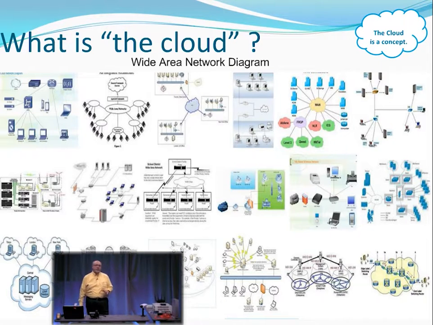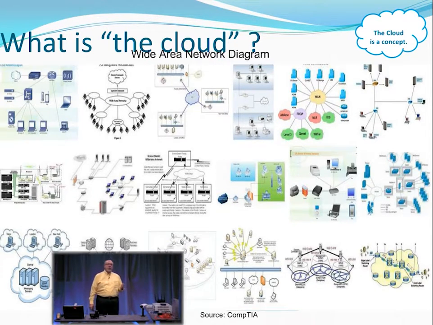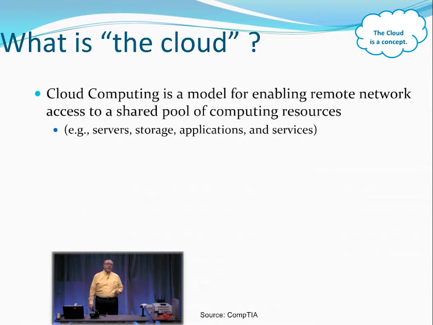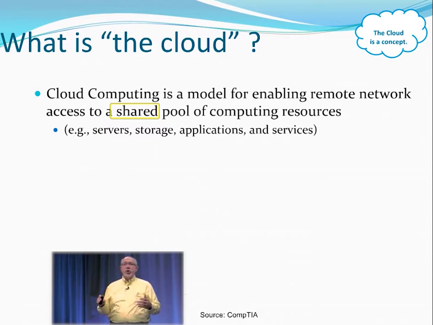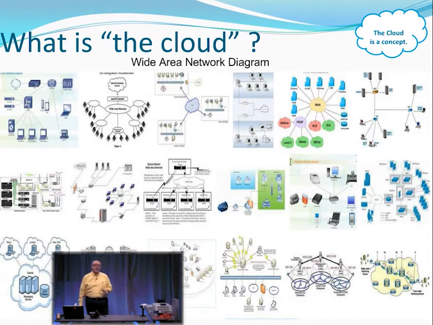So here's a definition for us. Cloud computing is a model, and you're going to want to underline some words here in your handout. Cloud computing is a model for enabling remote network access, underline remote. It's remote, remember, these are IT resources that are someplace else, right? And so it enables remote network access to a shared pool of computing resources. Shared is the other word you should underline. They're shared by multiple people. They're a pool.